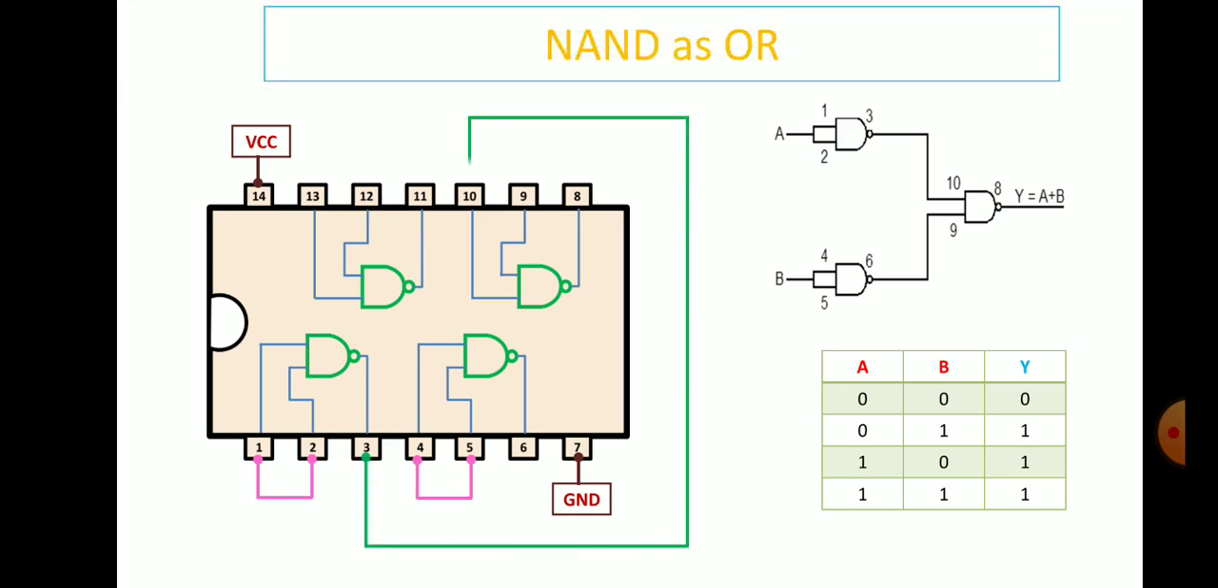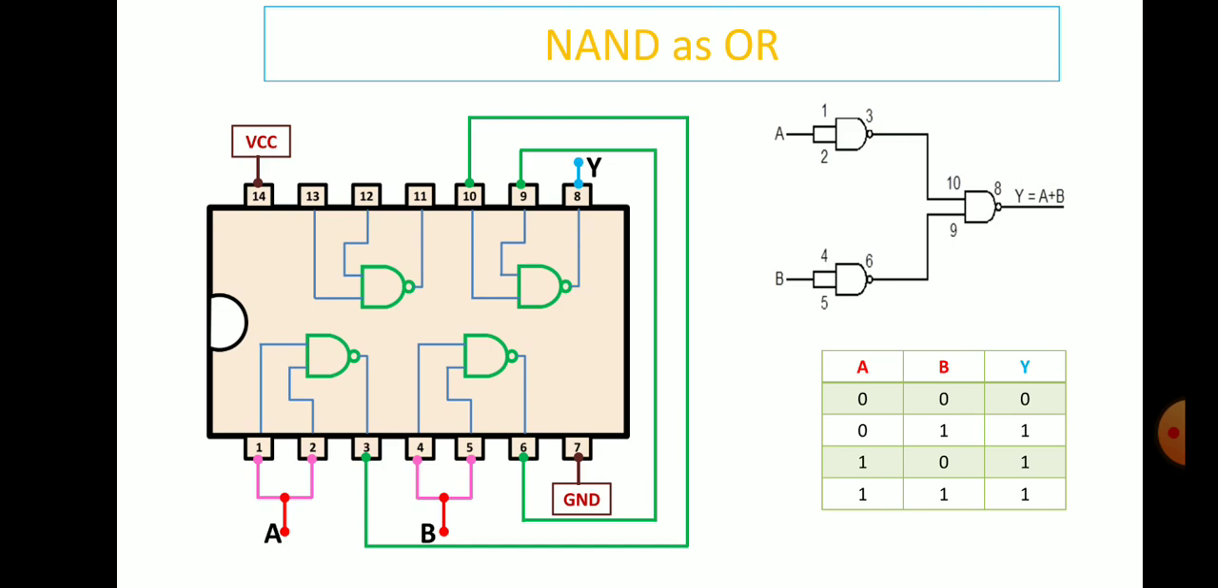So pin number 3 is connected to pin number 10. Similarly, pin number 6 is connected to pin number 9. Either pin number 1 or 2 we are going to take as an input. Either pin number 4 or 5 we are going to take as another input. Apart from the NOT gate, all other gates will have 2 inputs, which we are going to check for the basic logic gates. Pin number 8 we are going to take as the output.